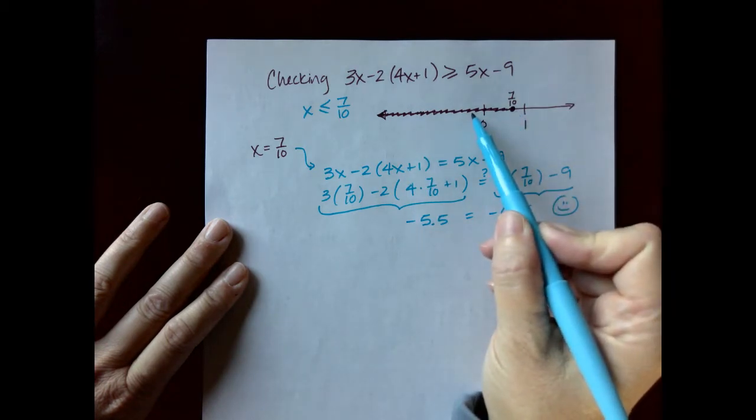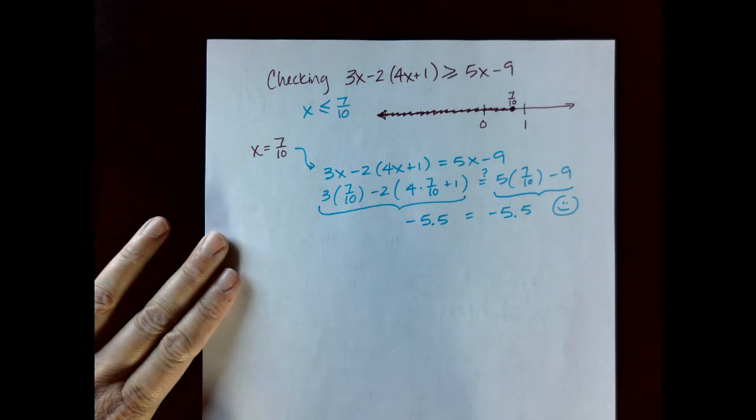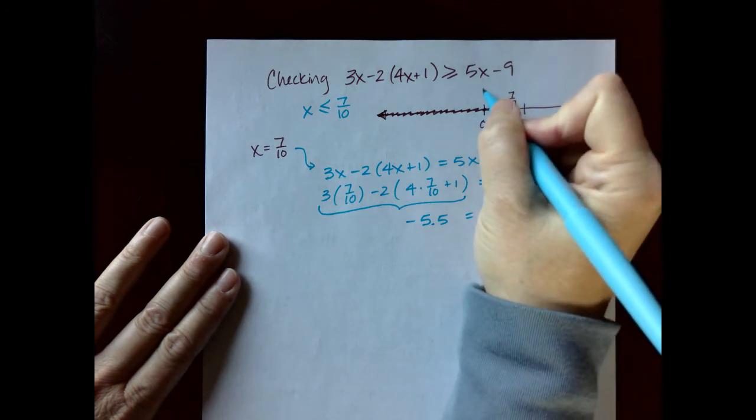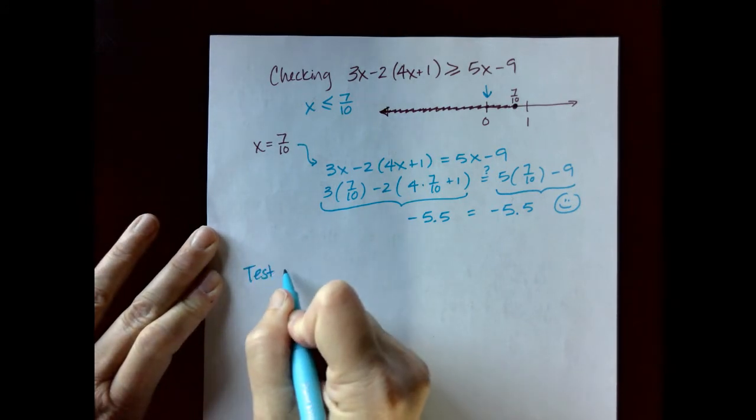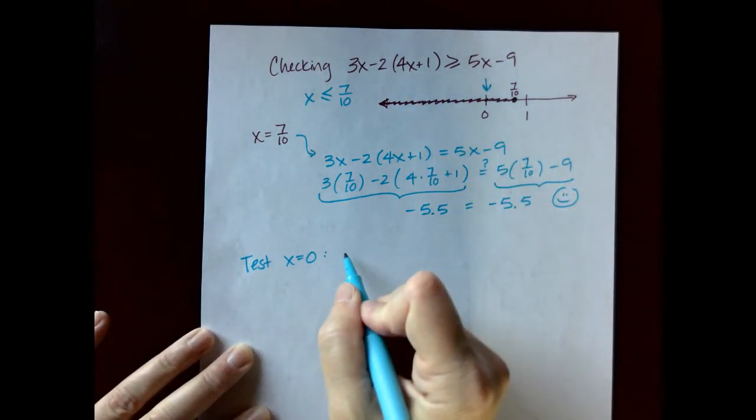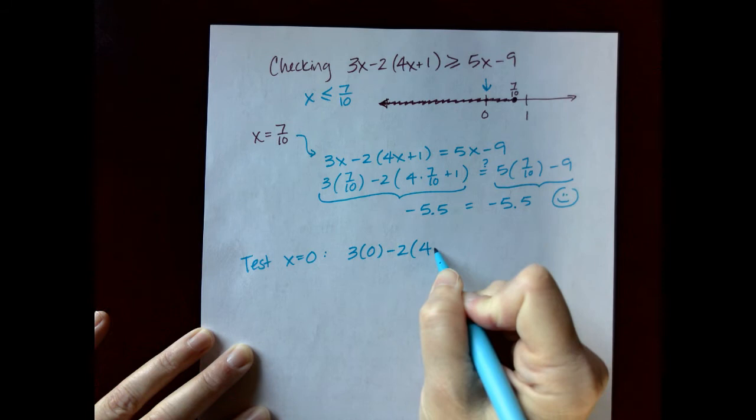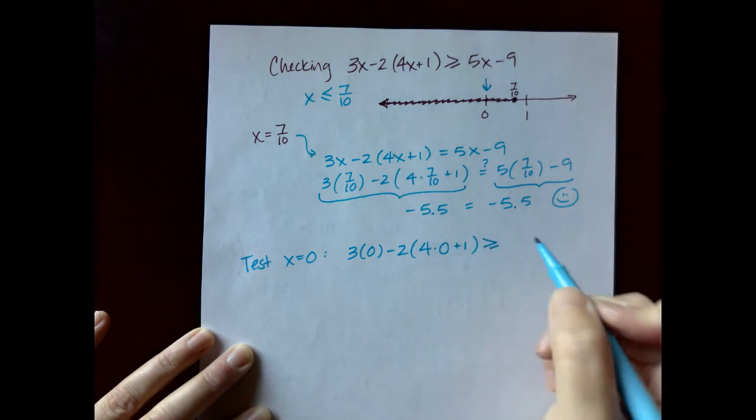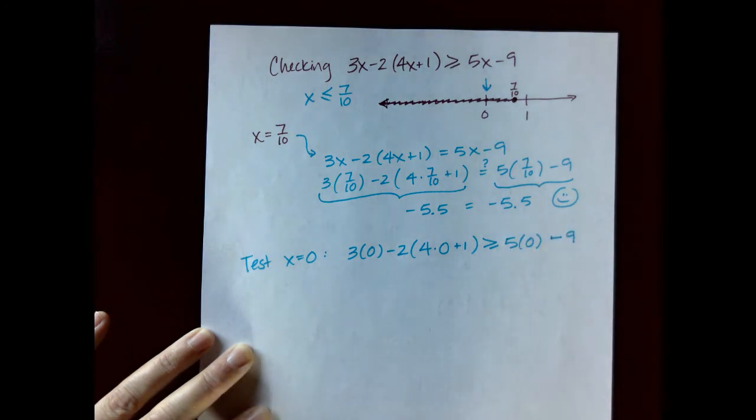But now what about this shading? This left-hand side of the graph versus the right-hand side of the graph, or the number line. What we do for that is we pick a point that is less than our boundary point. So I'm going to pick x equals 0 as a test point. 0 is friendly. And I'm going to test that in the inequality. So I will come up to the very top equation, and I'll do 3 times 0 minus 2 times the quantity 4 times 0 plus 1. And I'd like to know if that's bigger than or equal to 5 times 0 minus 9.